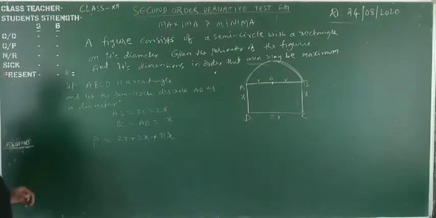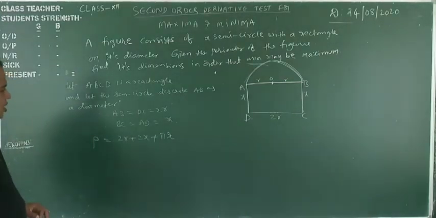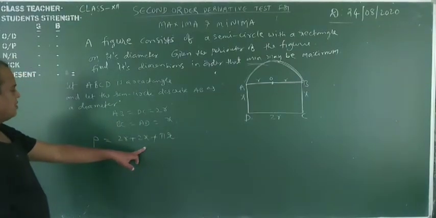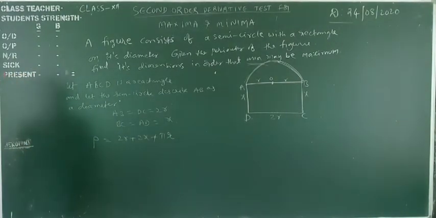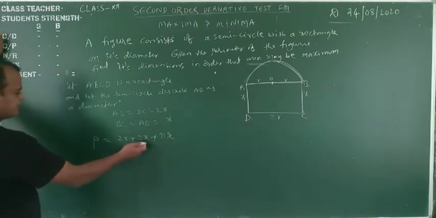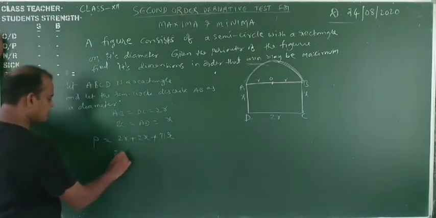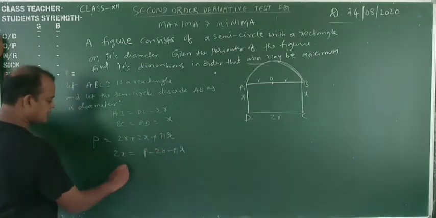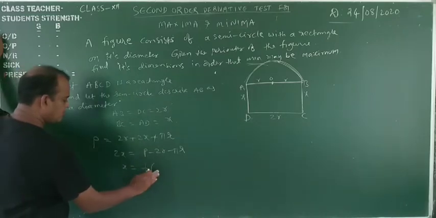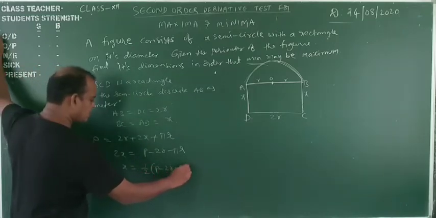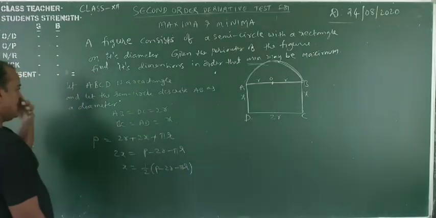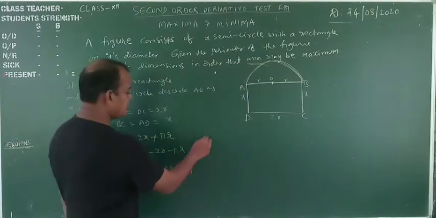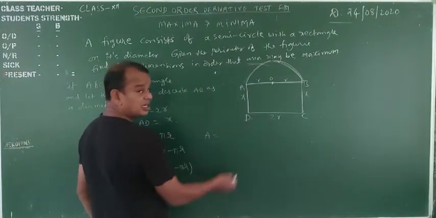This is the perimeter. Now from here, you will find the value of x. No problem at all. Therefore 2x is equal to p minus 2r minus pi r. Okay, my dear students. From this, x is equal to 1 by 2 into p minus 2r minus pi r. Now area. Area means this area plus this area. Area is maximum. Now the function is area. Area is equal to area of the rectangle.